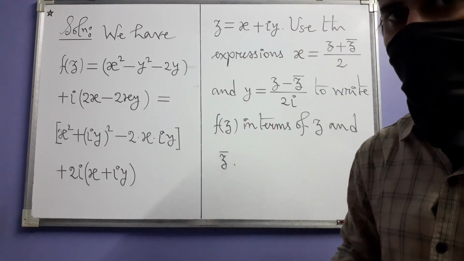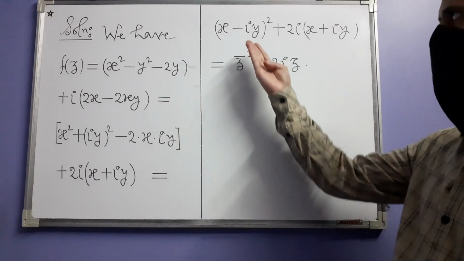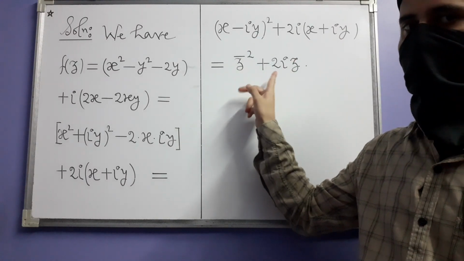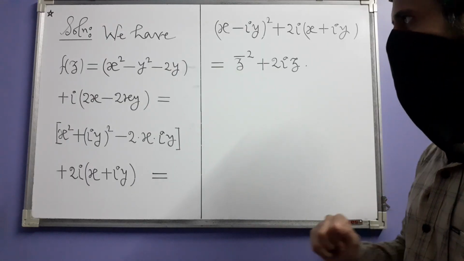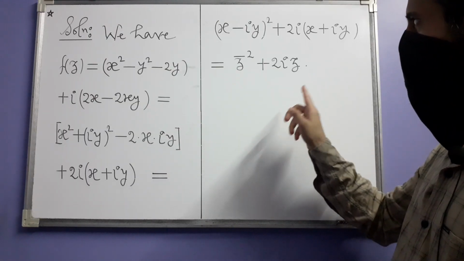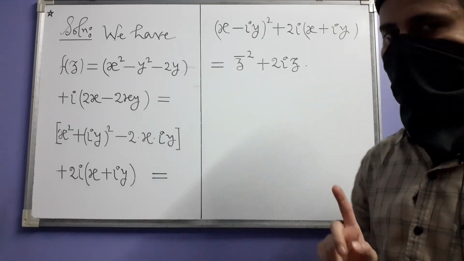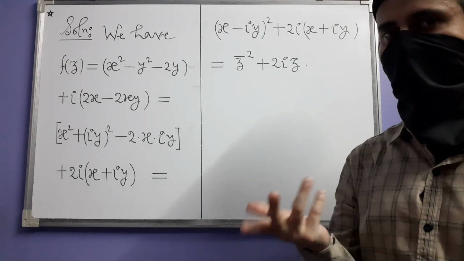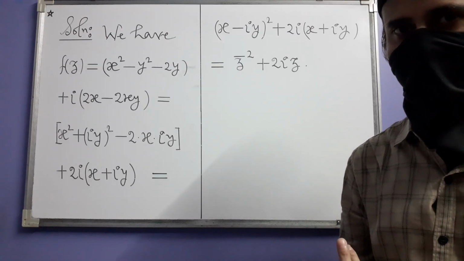So now you have it. So it is equal to this, which is z bar squared plus 2iz. So that's how you have expressed f of z entirely in terms of z bar and z. You do have an i here, but that's not a problem. You don't have x and y anymore.